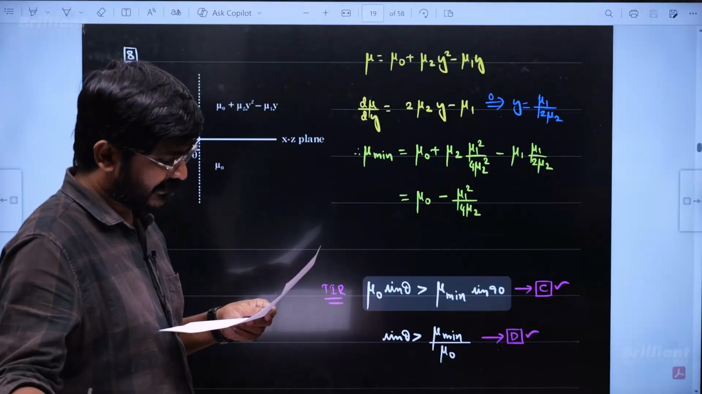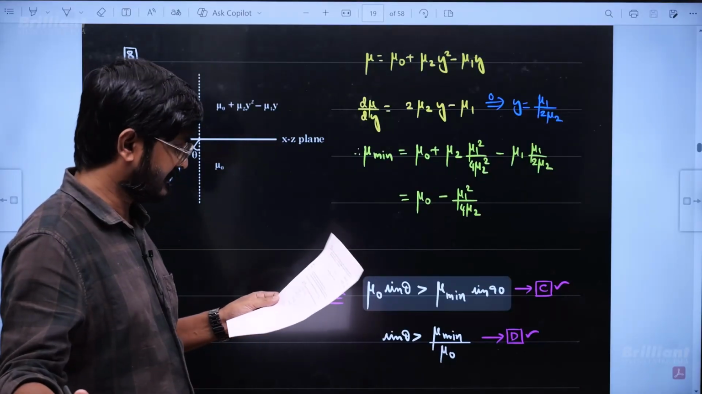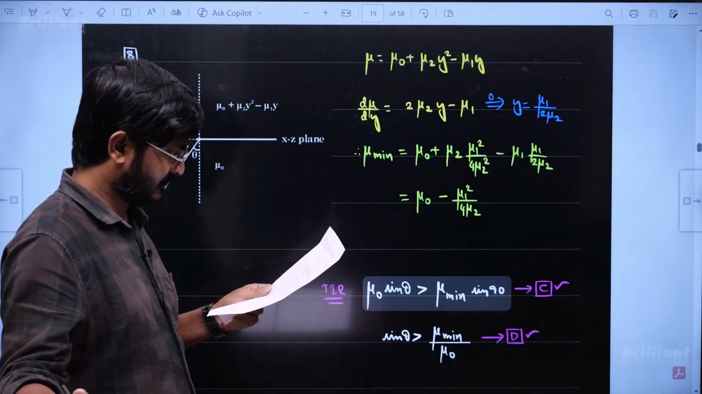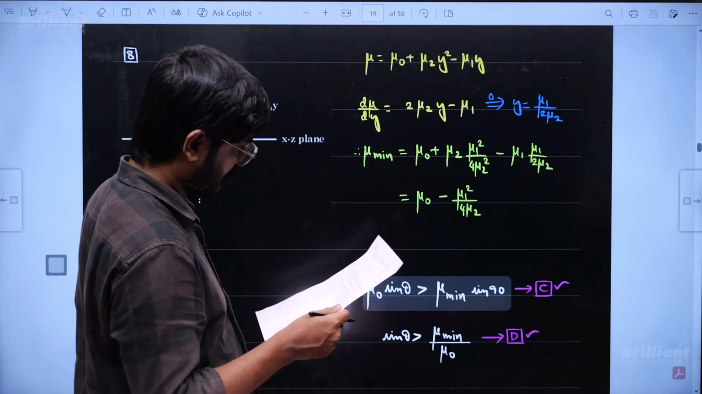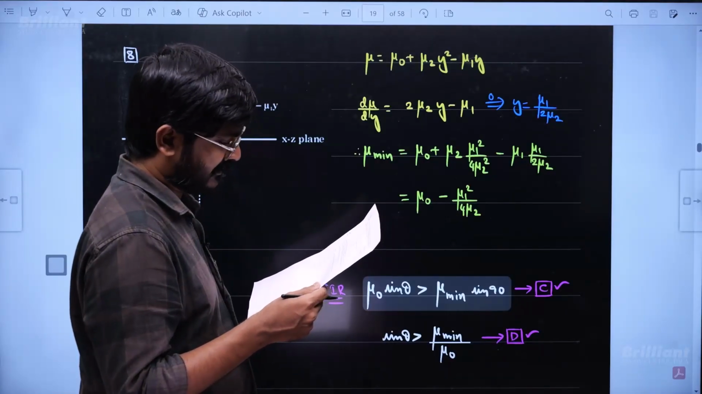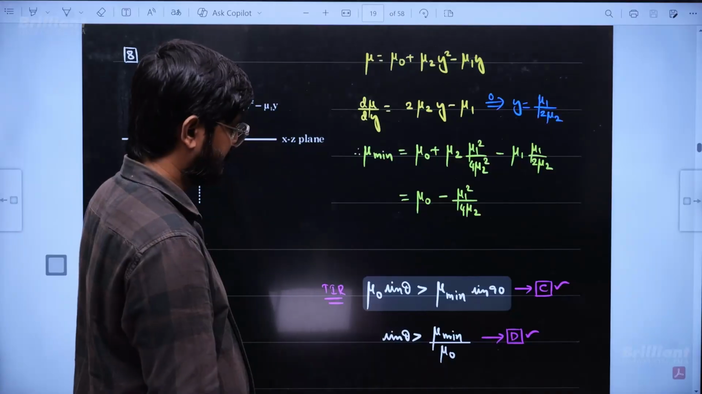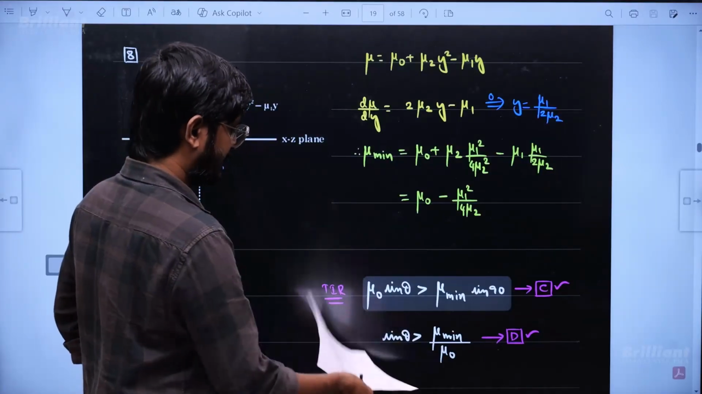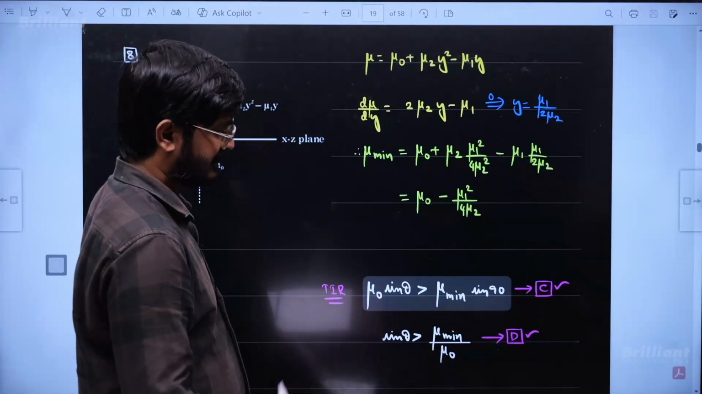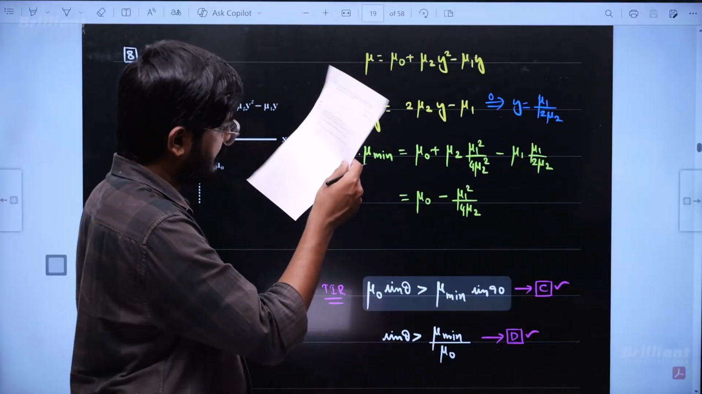So the ray will definitely return, that we can't say, that depends on mu naught, that depends on the values. Ray will never return into the medium, that we understood. Sometimes it can return, sometimes it won't return. So under this condition it will return. If this condition is not satisfied, it will go.